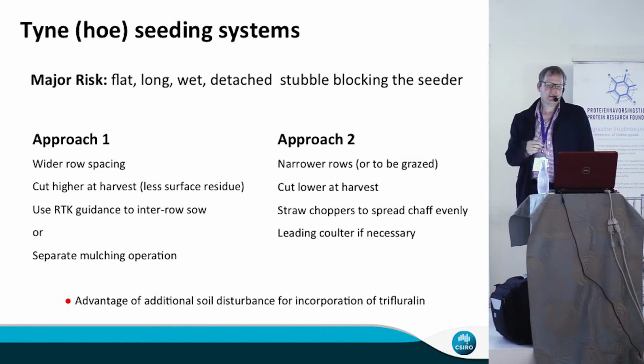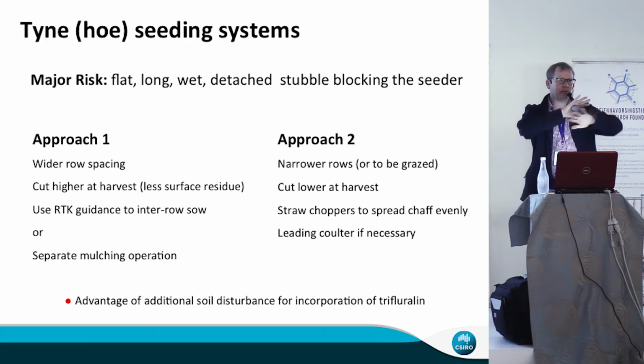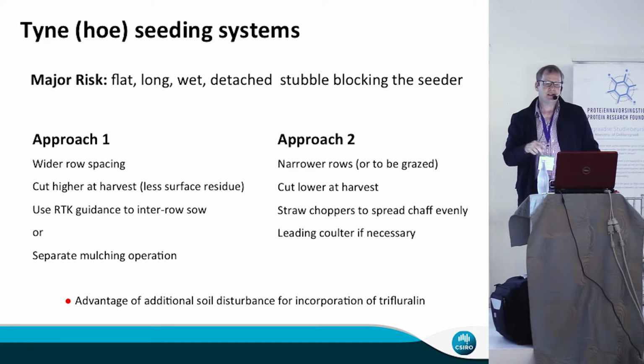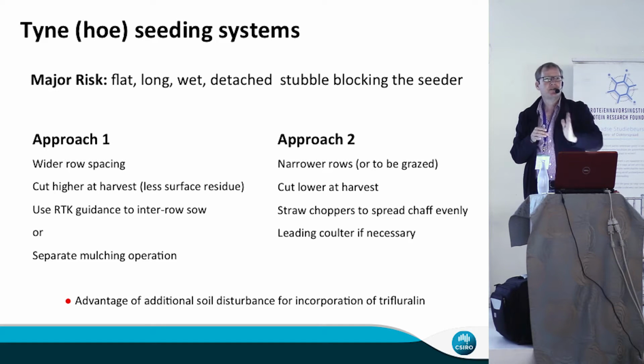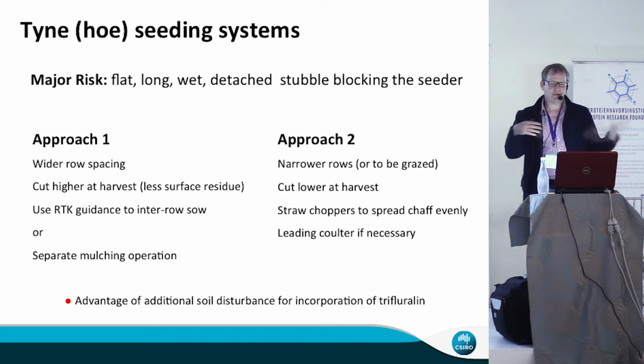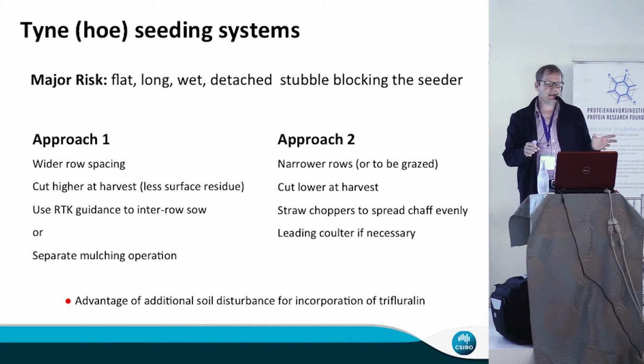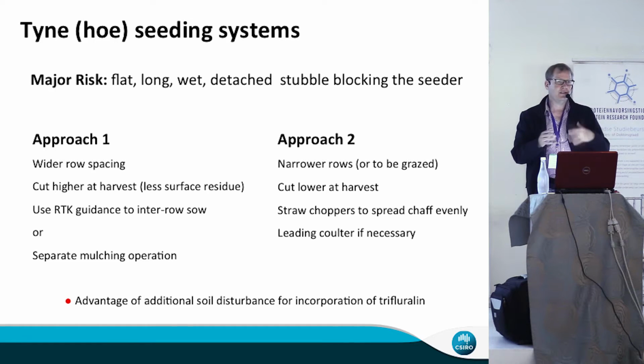The other approach is if you've got narrower rows, or if you're going to graze the stubble and therefore it's going to be knocked down, again is to cut it low at harvest and just get it chopped up and spread early. And they may then reduce it a little bit with grazing. If there is a lot of residue on the soil, they may use a leading coulter just to cut through that and have the tine following, again to avoid wrapping around tines and blockage. Probably one of the main advantages for this system, if people are using Treflan or trifluralin as part of their weed control strategy in canola, then the soil disturbance around a tine opener is going to be of an advantage.